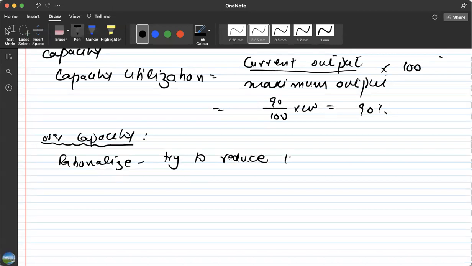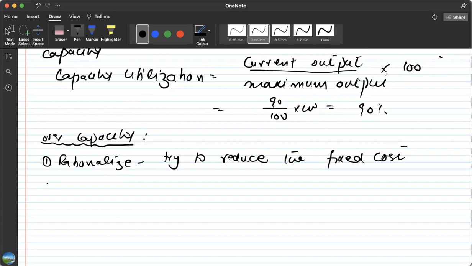How can we reduce the fixed cost? We can close one of the factories, for example. We can close one of the production lines, for example. We can reduce the number of staff on the fixed salary, for example. So this is what we call rationalization.